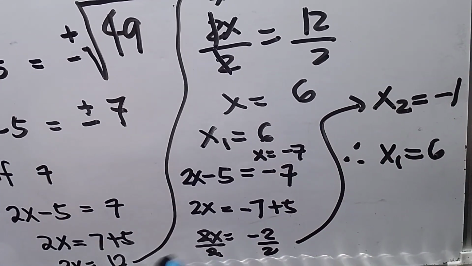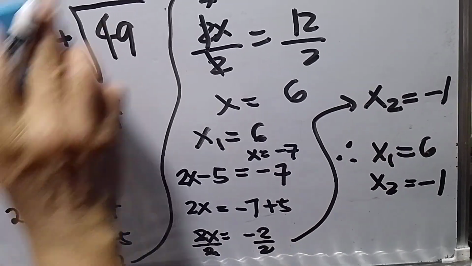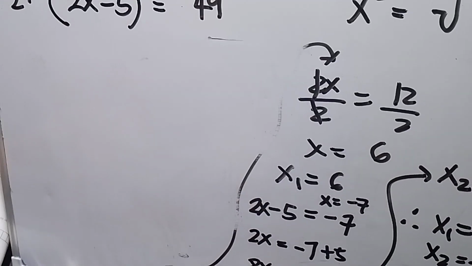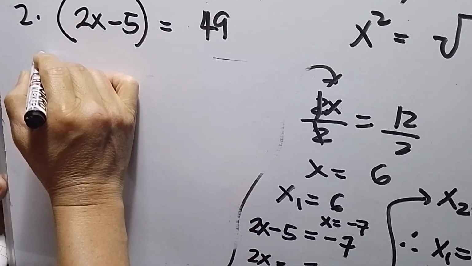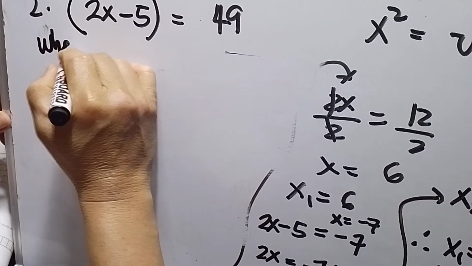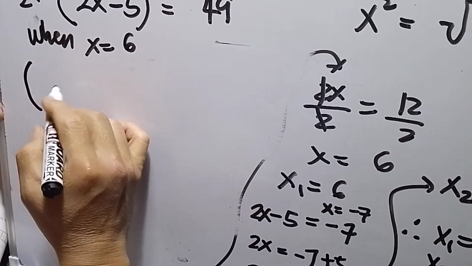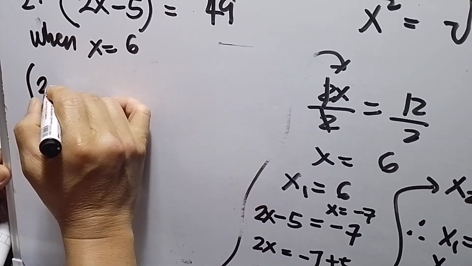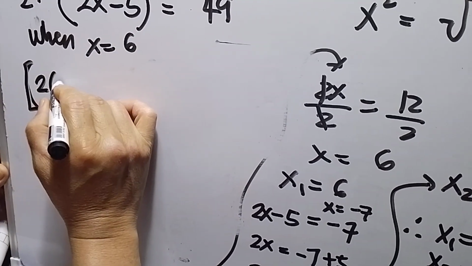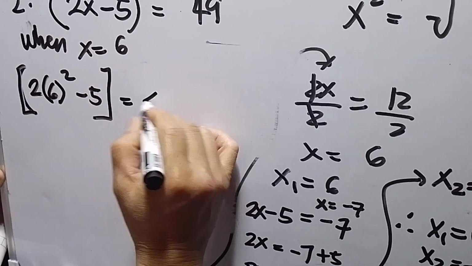So x1 is positive 6, and then x2 will be negative 1. Now let us check this one by substituting the value x1 equals 6 and x2 is negative 1. When x equals positive 6, round bracket, so I have 2, then this will be, the value is 6 squared minus 5 close is equals to 49.